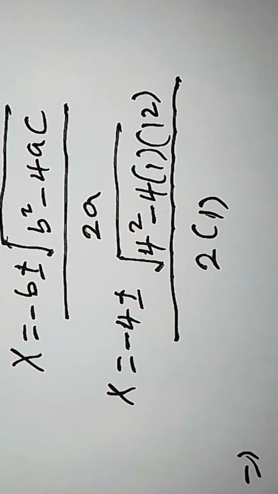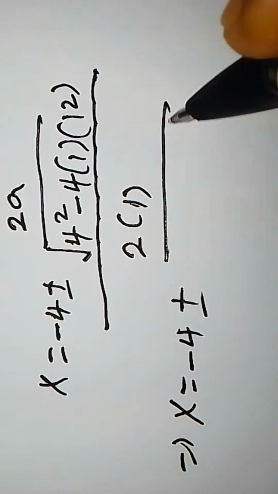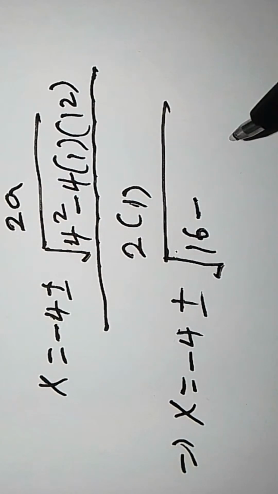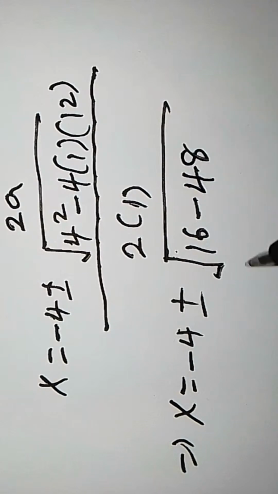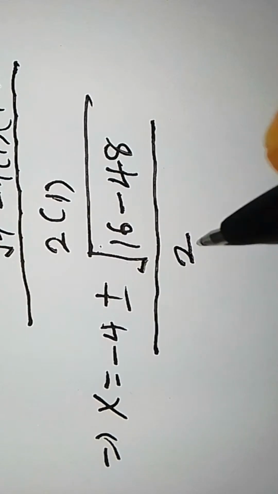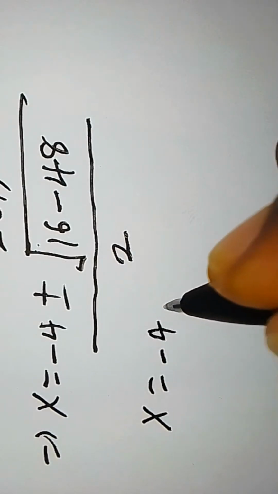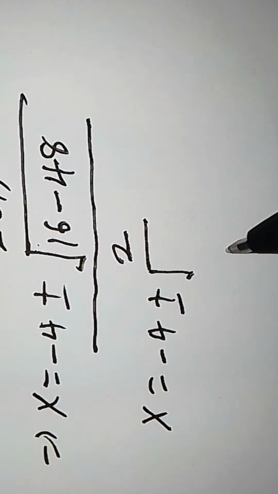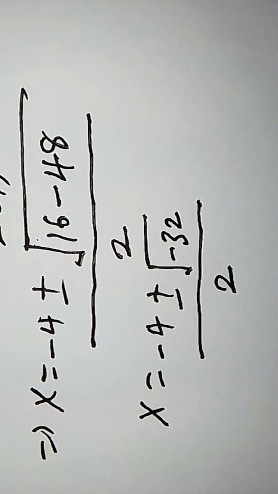This means that x is equal to minus 4 plus or minus square root of, what is 4 squared? That is simply 16, minus 4 times 1, that is 4, 4 times 12, that is 48, divided by 2 times 1, that is simply 2. So x is equal to minus 4 plus or minus square root of 16 minus 48, that is negative 32, divided by 2. Let's continue.